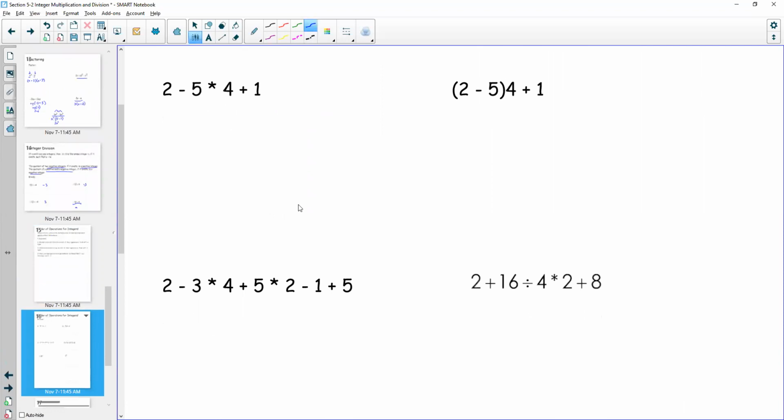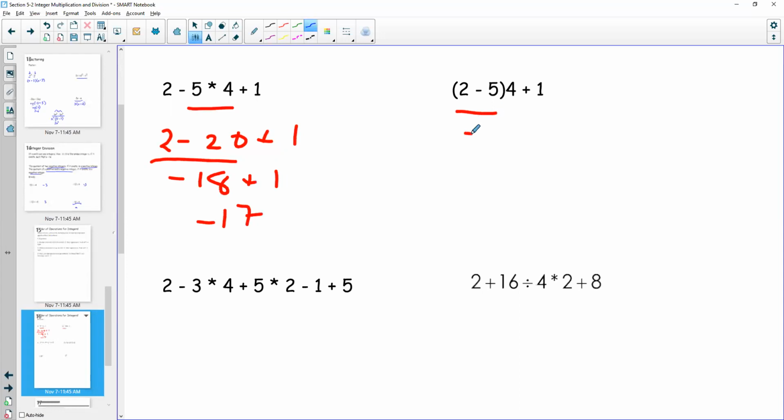All right, so you paused, you worked them through. So for this one, I would do -5 times 4 first, and then I'd rewrite -2 minus 20 plus 1. -2 minus 20 is -18. Plus 1 gets me -17. True? Okay. For the next one, we do parentheses first. So I have a -3 times a 4 plus 1. So now we do multiplication, gets me -12 plus 1 gets me -11.